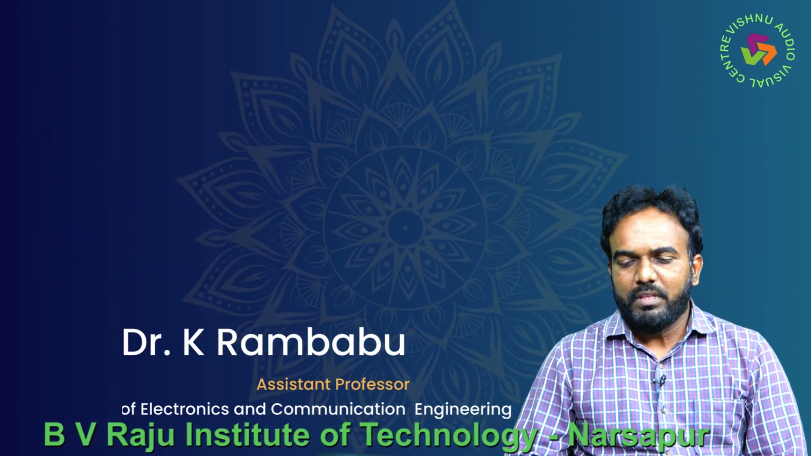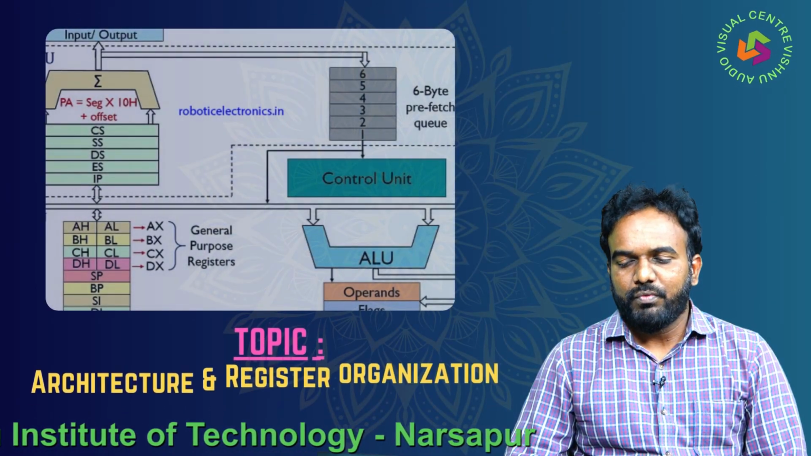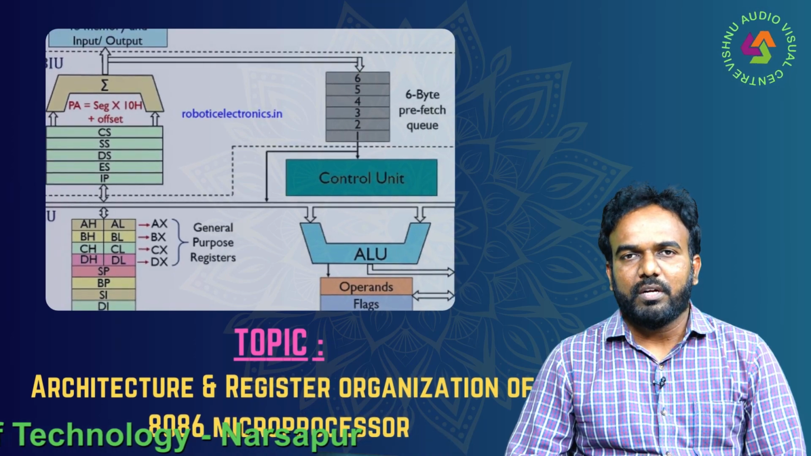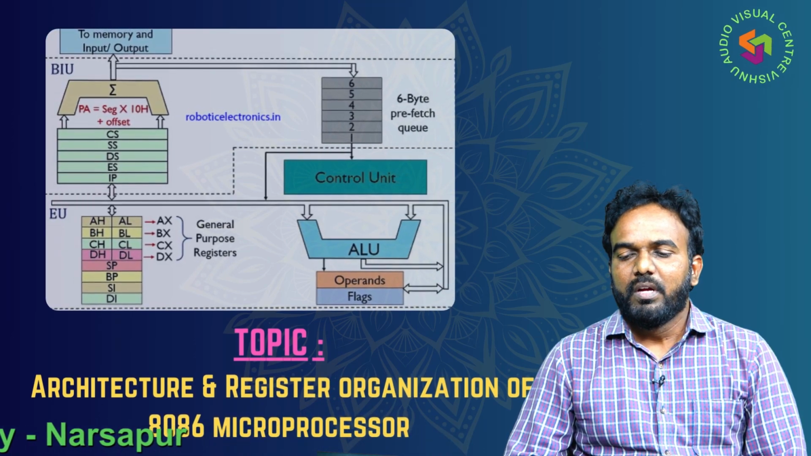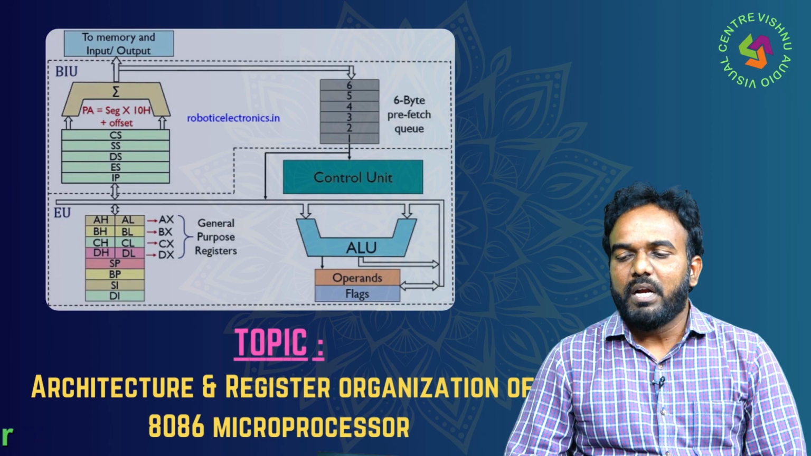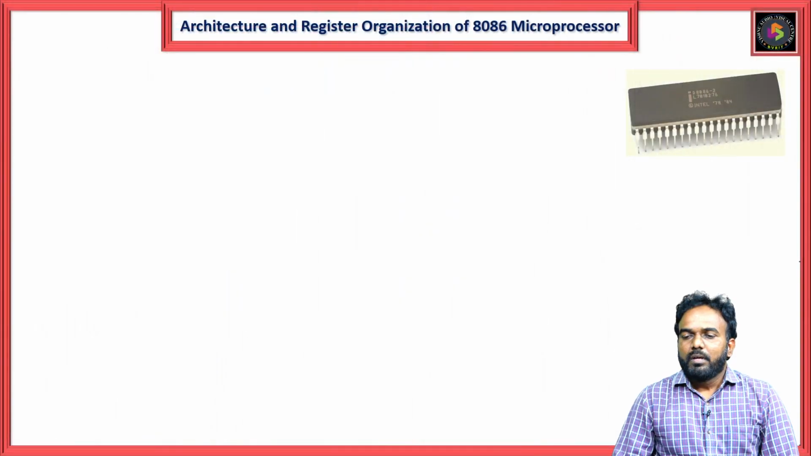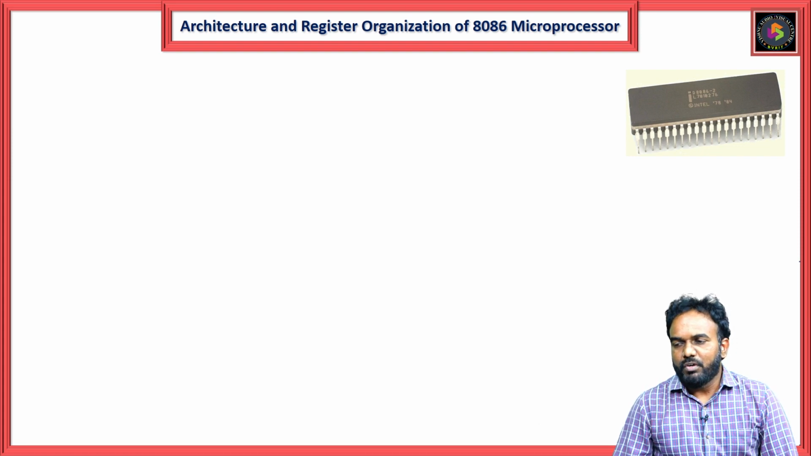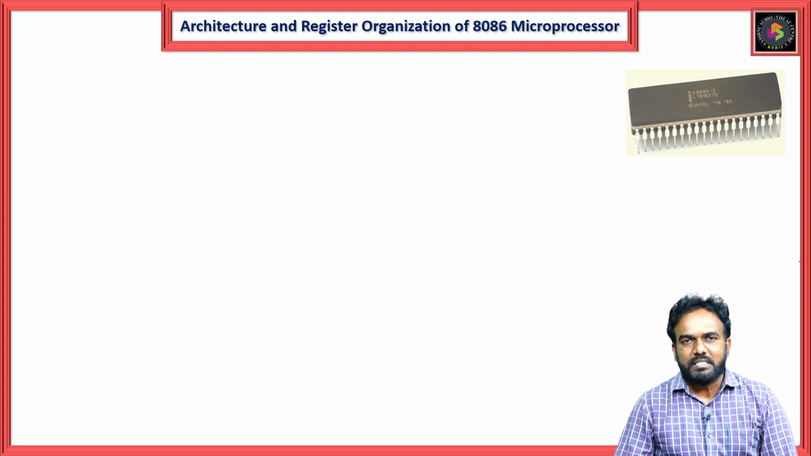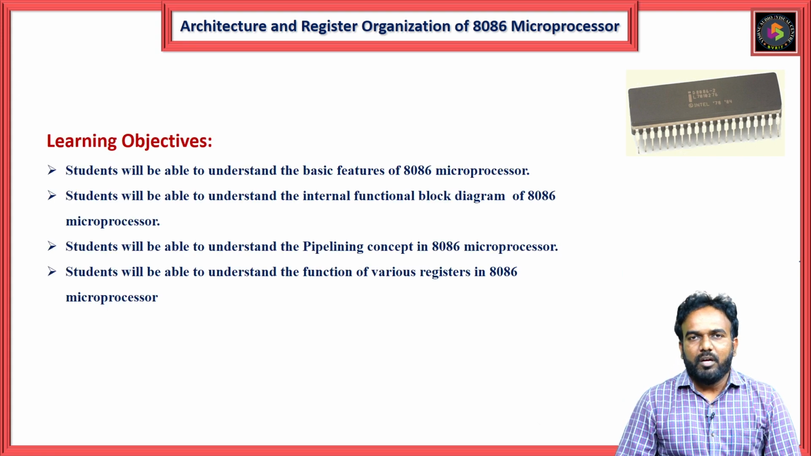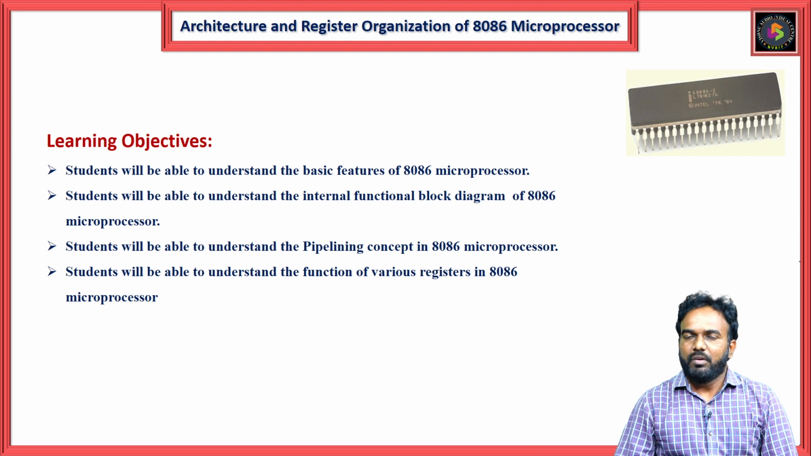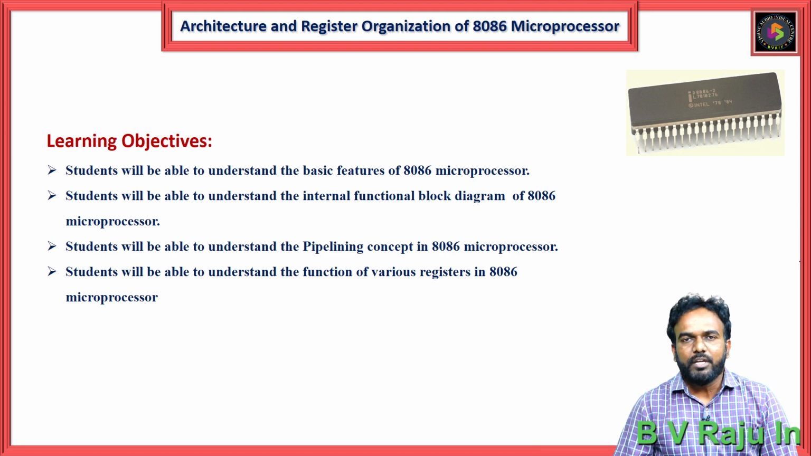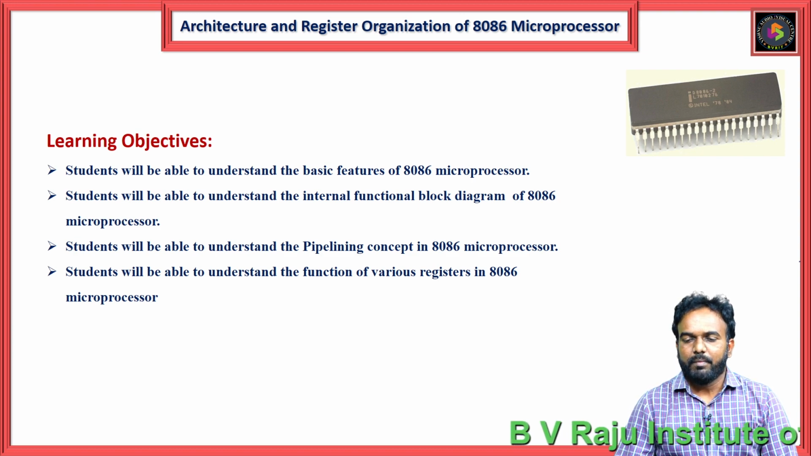Today, I am dealing with the topic called Architecture of 8086 Microprocessor and Register Organization of 8086 Microprocessor. This is part of the microprocessors and microcontrollers subject. Before we talk about architecture and register organization of the 8086 microprocessor, first let's see what the main features of the 8086 microprocessor are. And before that, we have to know the main learning objectives of this particular topic.